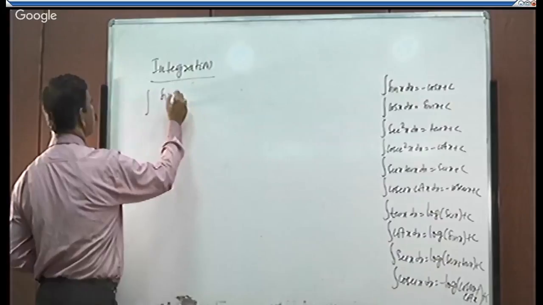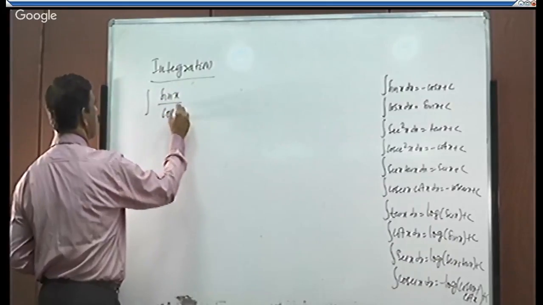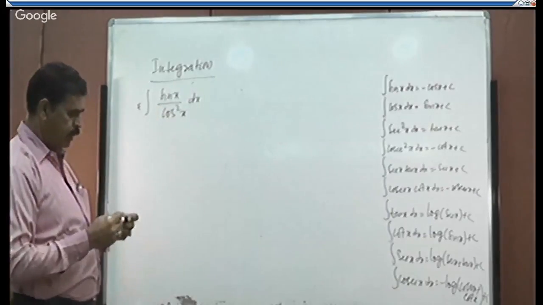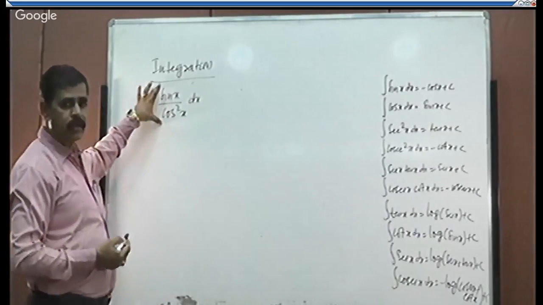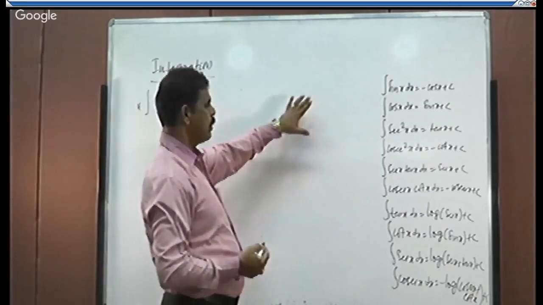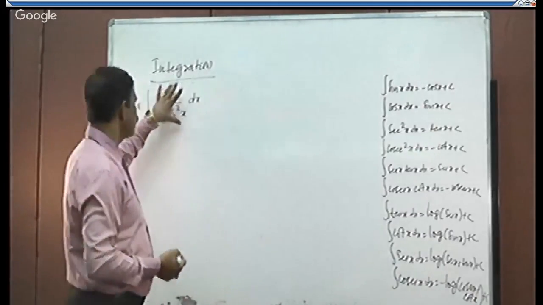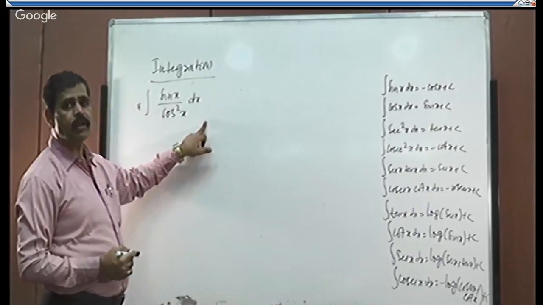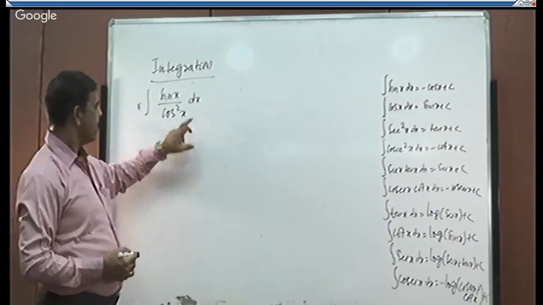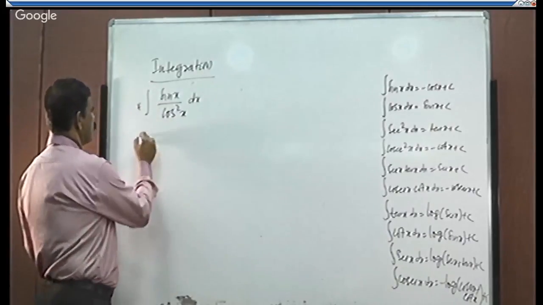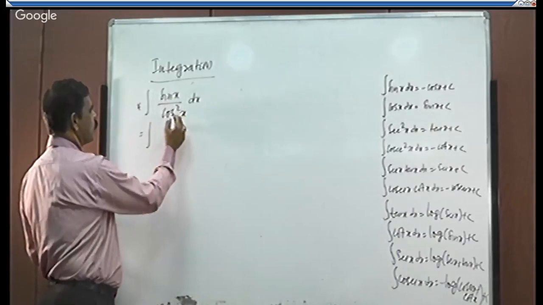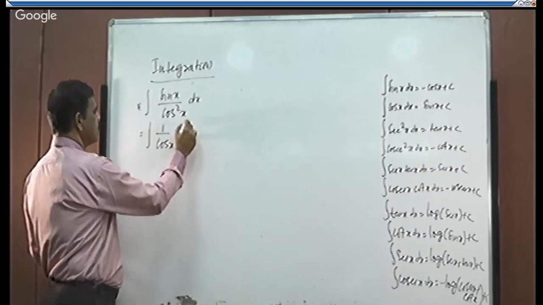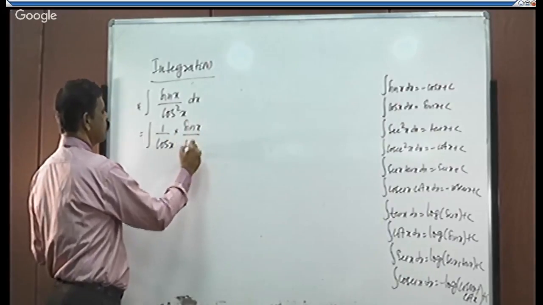Integration of sin x divided by cos square x. Integration of sin x divided by x, we cannot integrate it directly. We don't have the integral of this form. Hence, we need to make this integrable by using trigonometric formulas. We have to change this into what? See, sin x divided by cos square x, right? I will take it as 1 by cos x into sin x divided by cos x, correct?